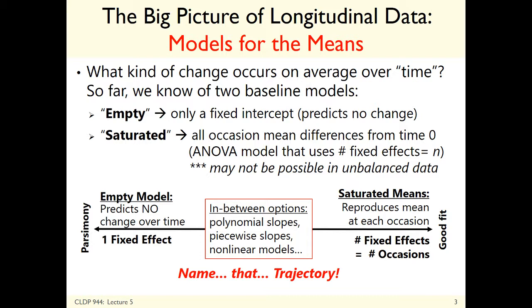But the big, big picture is that these are fixed effects related to some kind of time variable. Their job is to tell us what happens on average. How do we describe mean differences over time?